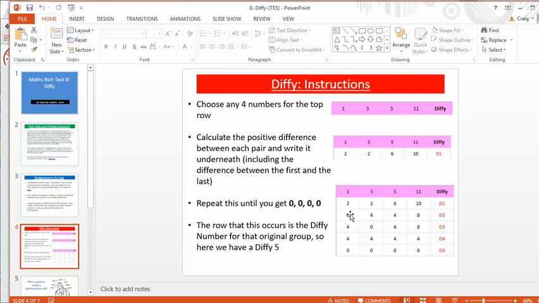And then you carry on, so you work out the Diffy of the first row and write it below it. So you work out the difference between 2 and 2, which is 0, between 2 and 6, which is 4, 6 and 10, which is 4, and 10 and 2, which is 8. And that's your Diffy 2.